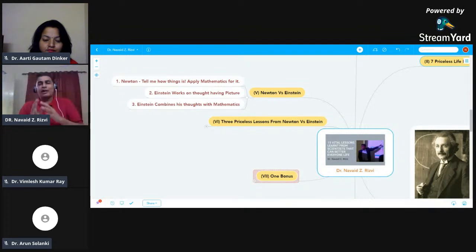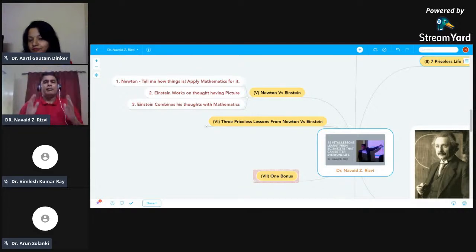But what Newton did, you give him the thing. For example, he saw the comet, and after seeing the comet, he gave the relationship of the comet according to the mathematical equation.